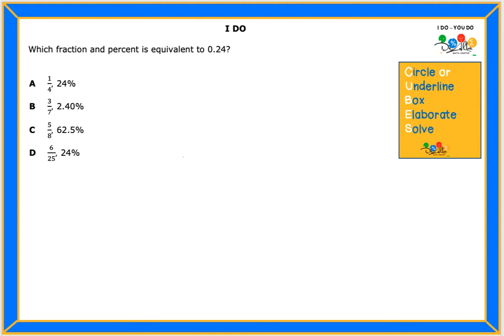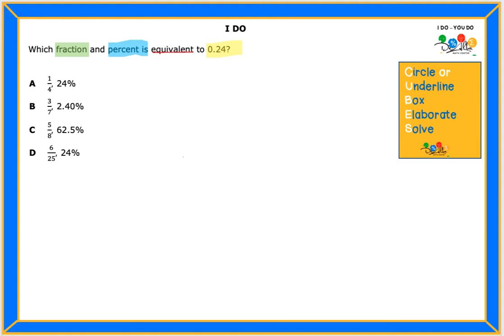Great. So let's highlight important information. Remember, we're using the strategy of cubes. Which fraction? This is a math vocabulary. N percent. This is important. We want to know equivalent, which means the same as, and then we have a decimal, 0.24.